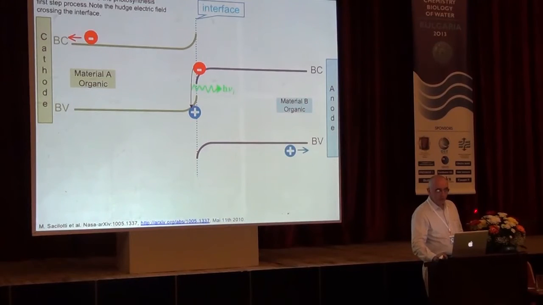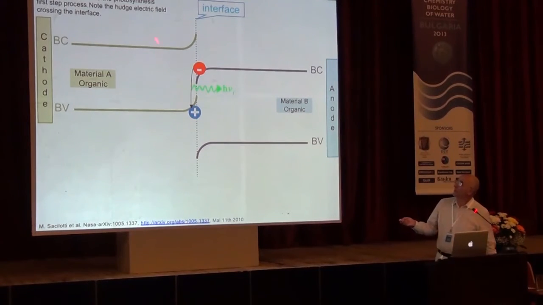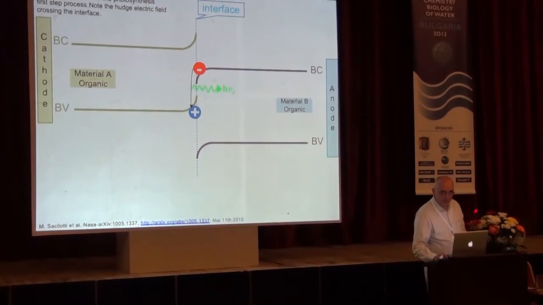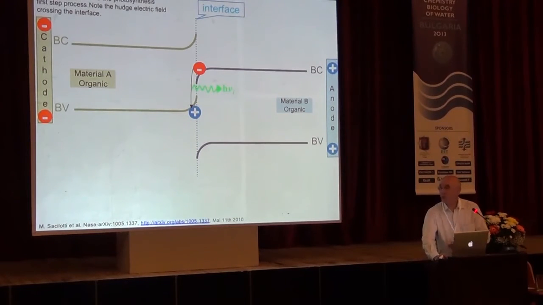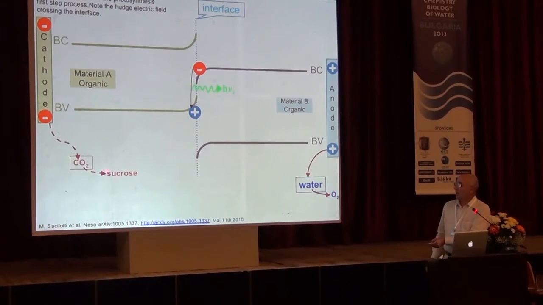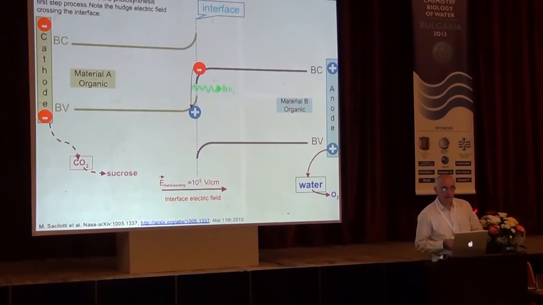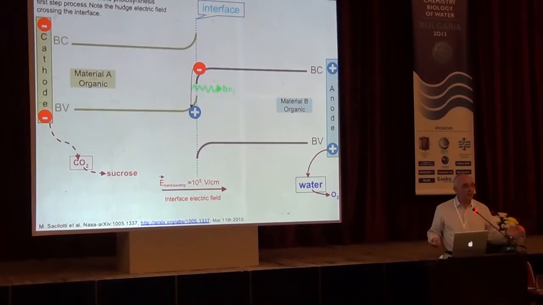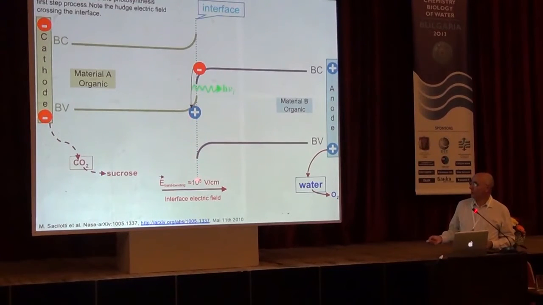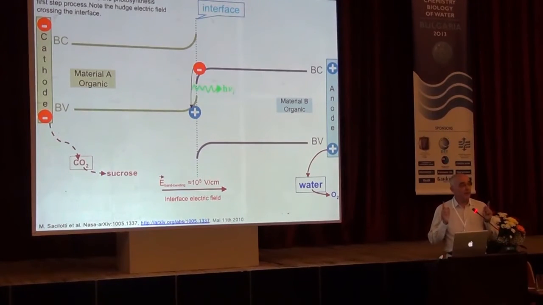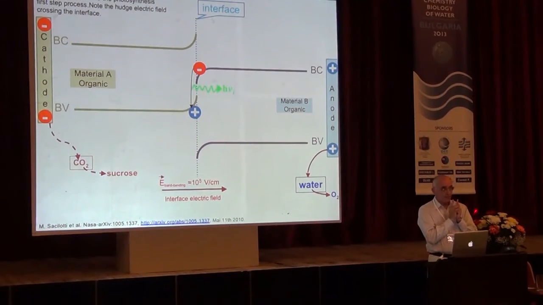And more, with this band bending, I have the driving force, I have the lost energy at the interface, and I can do the process to build the biomass or split the water with these charges. The calculation and the measurement of this electric field give me about 25 volts percentage. It's a very high field because it's almost inside the interface.